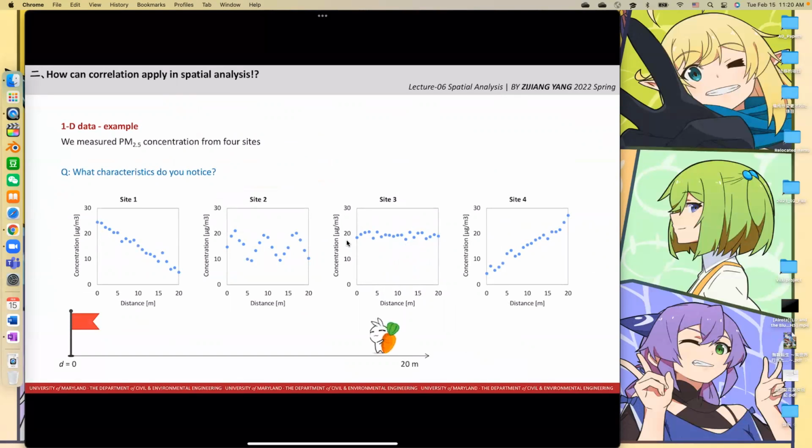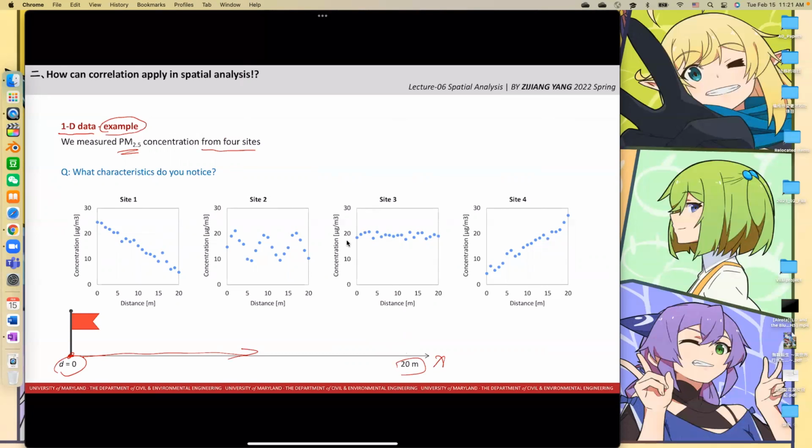Having done some analysis about correlation, I would like to talk about how correlation can be applied in spatial analysis. But first, let's look at an example. Suppose we have 1D data. 1D data means that this is the distance, which is a spatial parameter, but we only have one spatial parameter, which is the distance downward from a specific location.